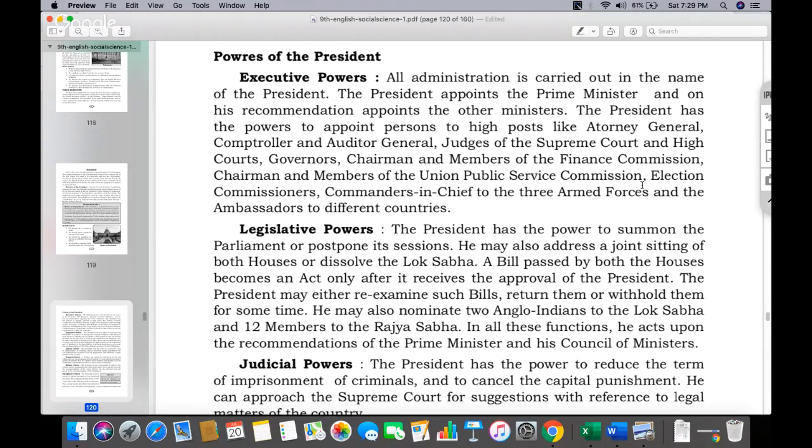Generally, in the first session of every year, there is a joint meeting of Lok Sabha and Rajya Sabha, and the president addresses it. Any bill, as I have already discussed, becomes an act or law only with the approval of the president.